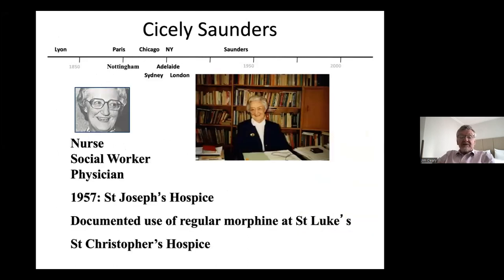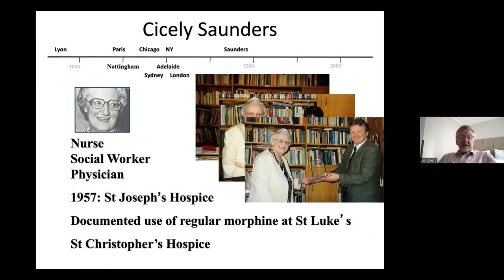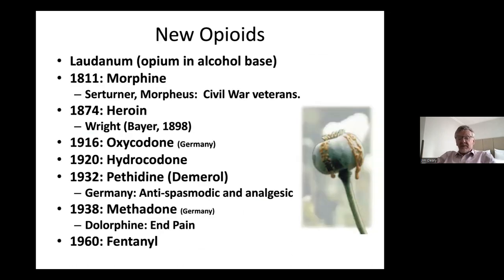At this same time, as much of this was going on, Dame Cicely Saunders, originally a nurse, then a social worker, then a physician, was working in St. Luke's Hospice and really worked out that the nuns were giving morphine every 4 hours. This had been started in the 1920s and 30s by this group of nuns who realized that morphine given every 4 hours resulted in better pain control. Cicely Saunders documented this and published it, and it was really that which became the basis of why we use opioids the way we do. Dame Cicely went on to start St. Christopher's, which was very significant.